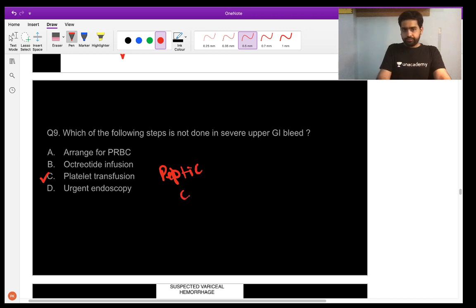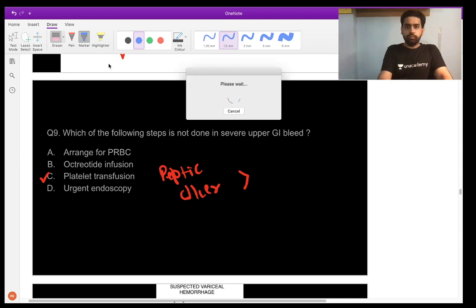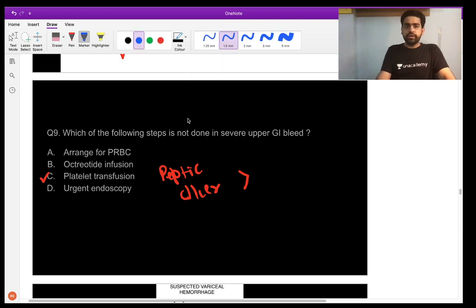So peptic ulcer is a more common cause of upper GI bleed as compared to the esophageal varices. No, Danish, varices is not the most common cause. That's why I asked you, because it's a very simple question and sometimes students do it wrong. This was the question which was asked in my particular exam also. No, Sampath, you already know this. So the answer to this particular question is obviously peptic ulcer.